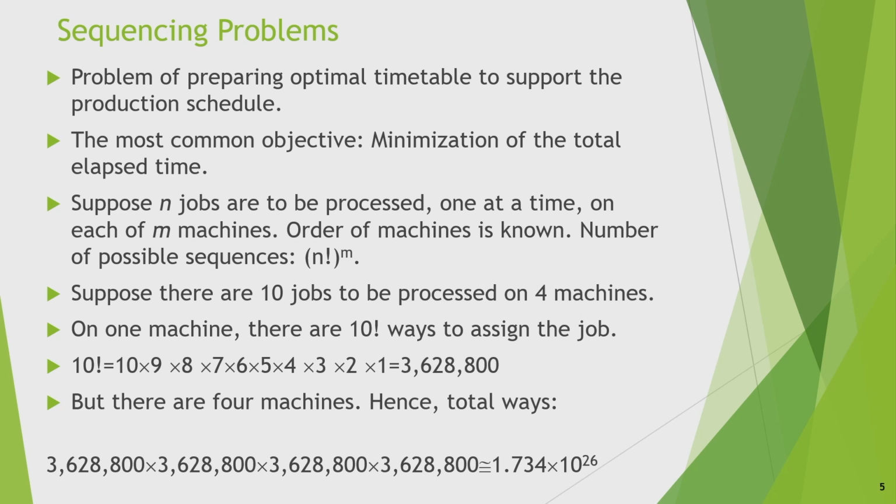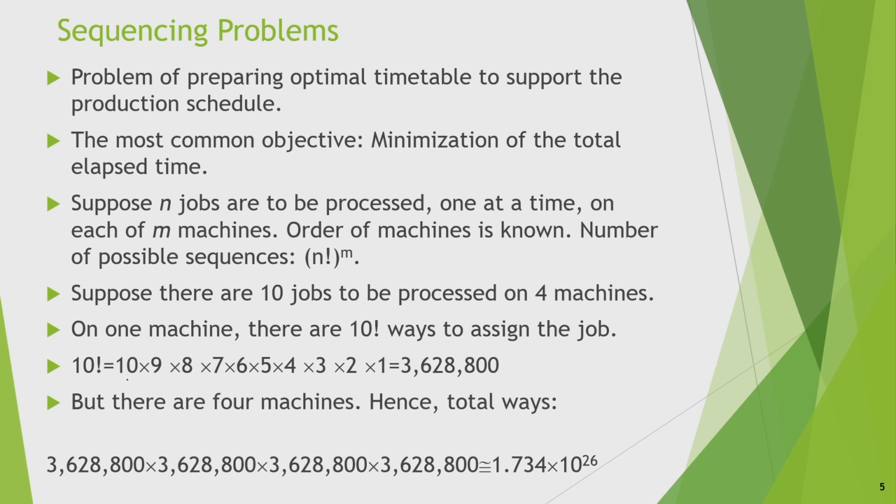So there are n jobs, and the order of machines is known, and the number of possible sequences can be factorial n to the power m. How is that? Because on one machine I can assign some sequence. We can understand with the example, suppose there are 10 jobs to be processed on 4 machines. On one machine there are factorial 10 ways to assign the jobs. So we have done that in this sequence.